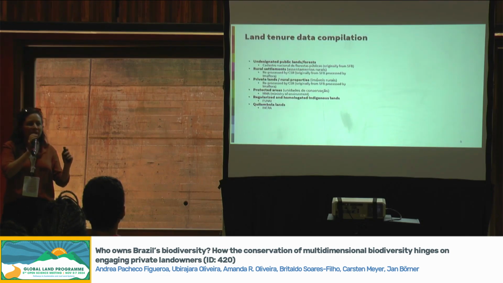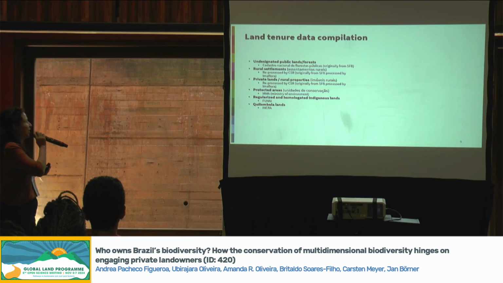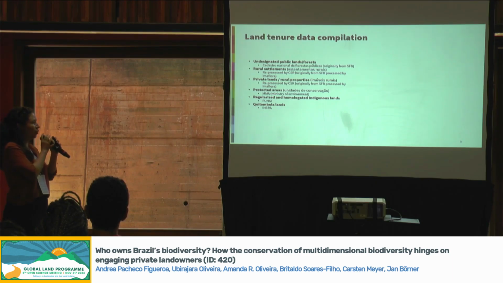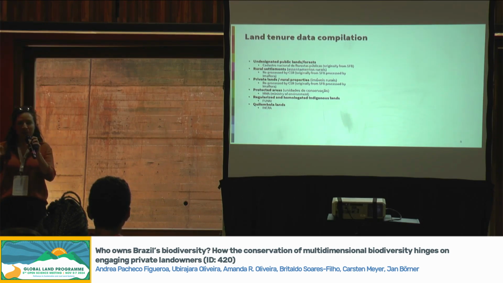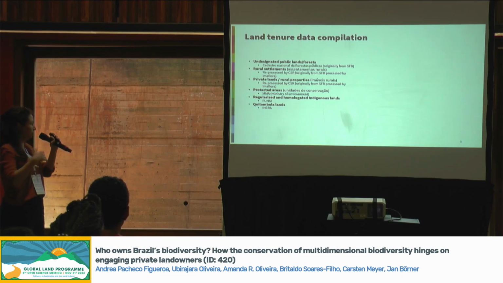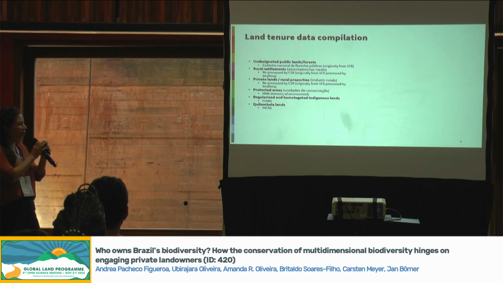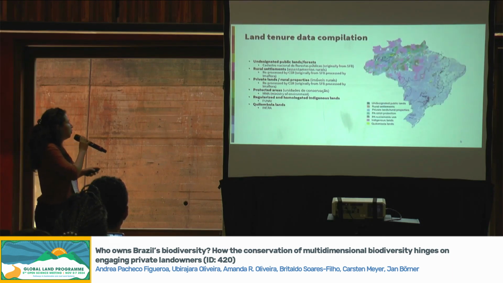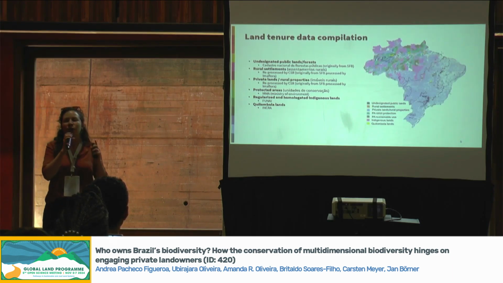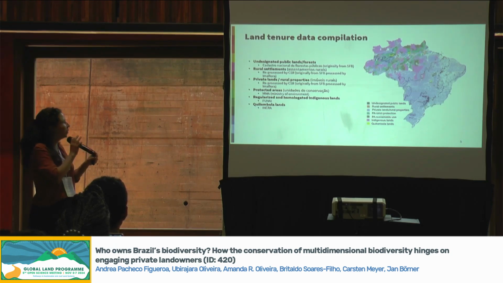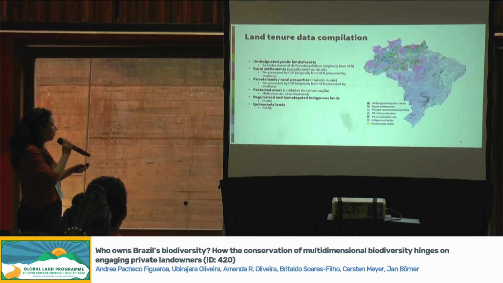And on the other hand, we've also done a compilation of land tenure data, which we've updated. This includes undesignated public lands, which are lands belonging to the state, but under no formal designation, rural settlements, which are also belonging to the state, but don't have a formal title, private lands, both categories of protected areas, and indigenous lands, and quilombola lands, which are lands belonging to communities of descendants from African slaves in Brazil. This is what this map looks like.